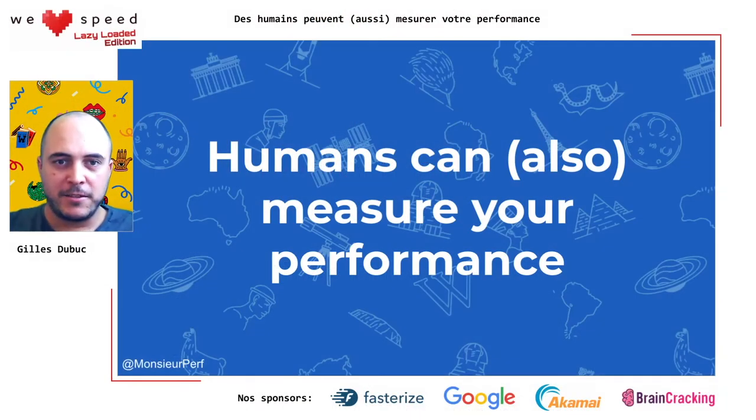Hi, my name is Gilles Dubuc. I work for the Wikimedia Foundation. I run the performance team there, where we focus on making Wikipedia the fastest website possible. And today I'm going to talk to you about some research I've been conducting in the past 2 years to further the field of web performance monitoring and to look at performance from a different perspective than what has been done so far by the industry.